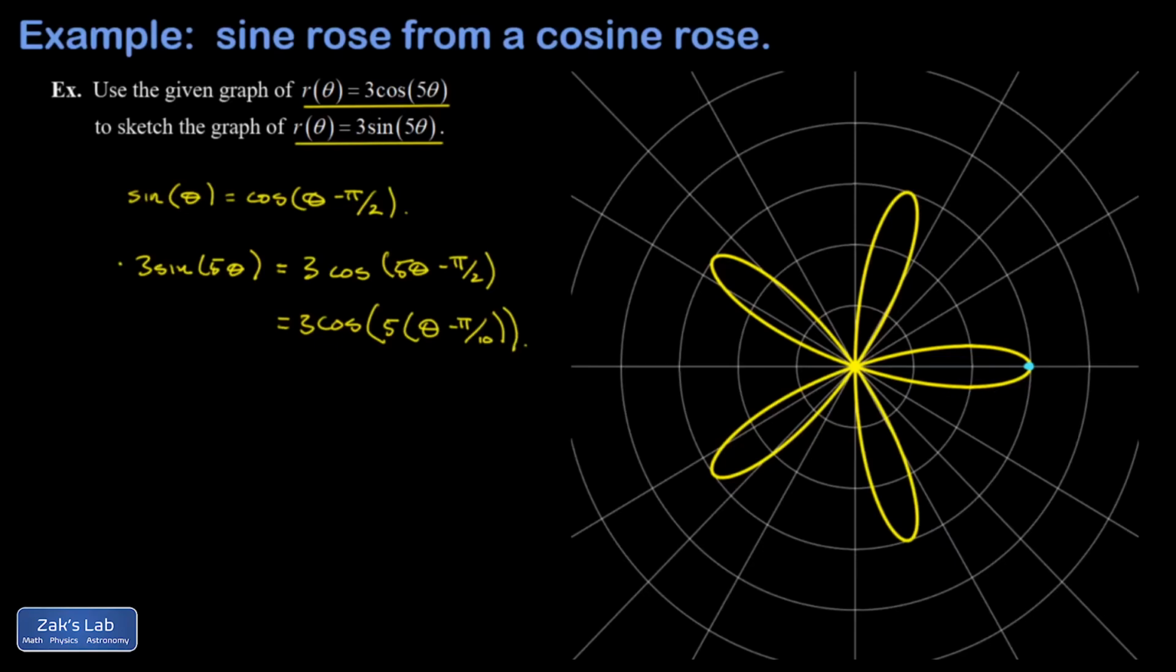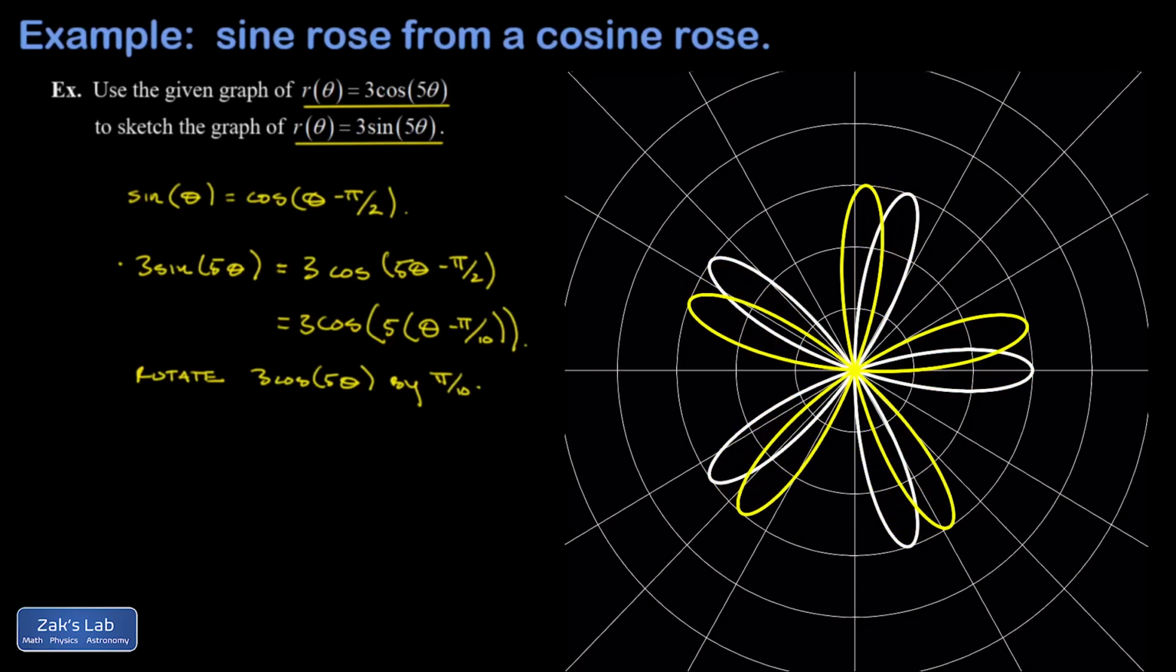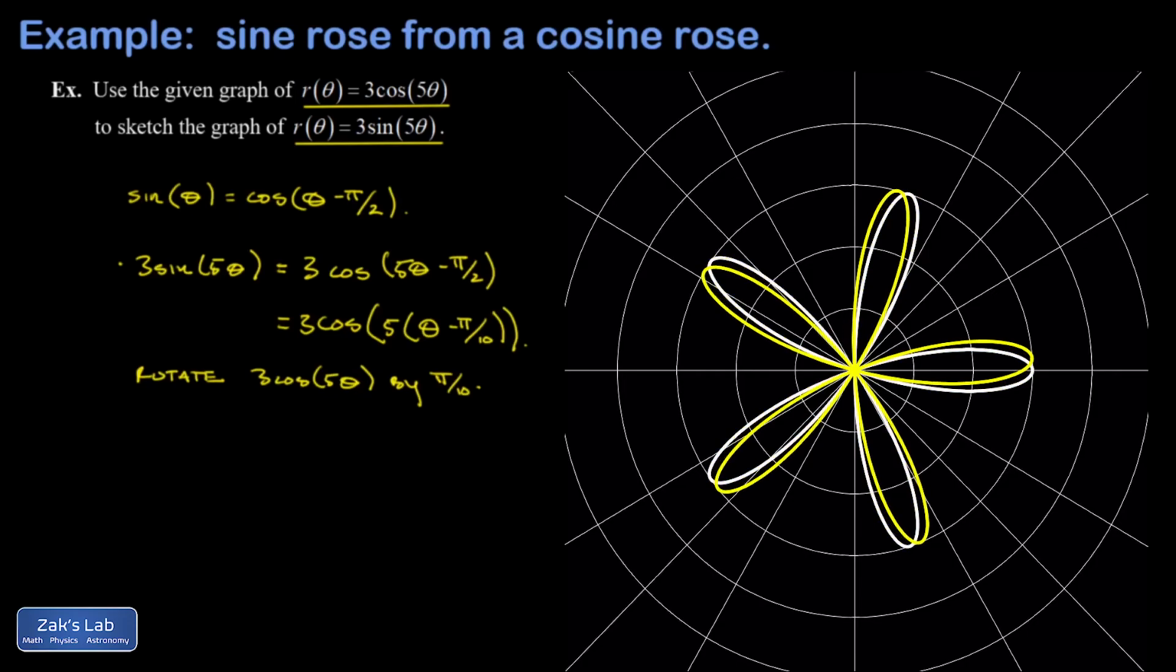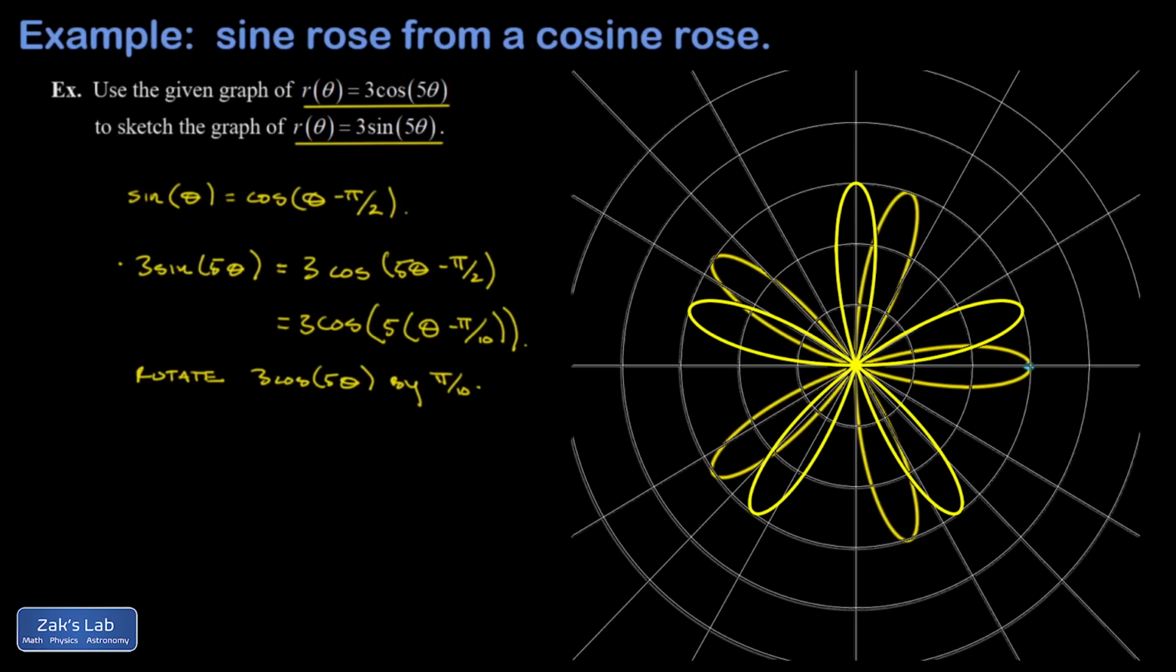Well, what does it mean to replace theta with theta minus pi over 10? That means we advance in the positive direction for theta by an angle of pi over 10. In other words, it's a counterclockwise rotation by pi over 10. So those are the numbers that I plugged into my computer algebra system, and I built a little animation to illustrate what's going on here. And so we arrive at the graph of 3 sine 5 theta with a simple counterclockwise rotation.